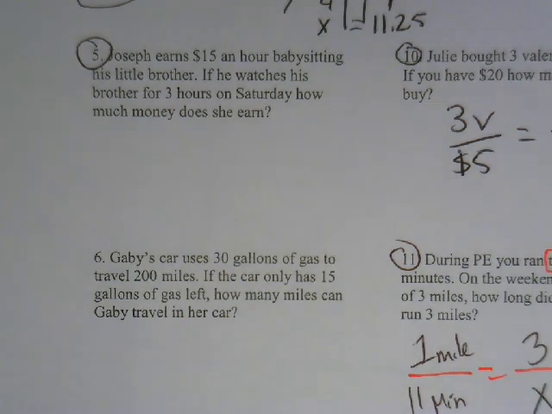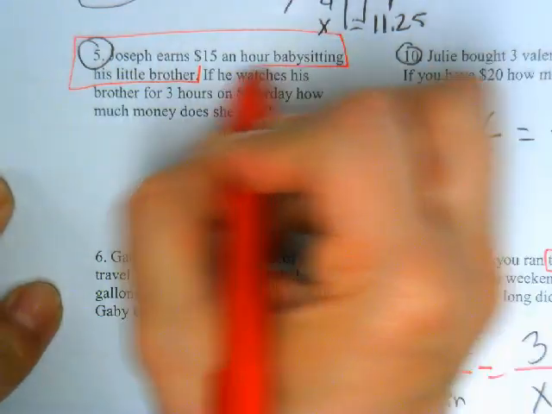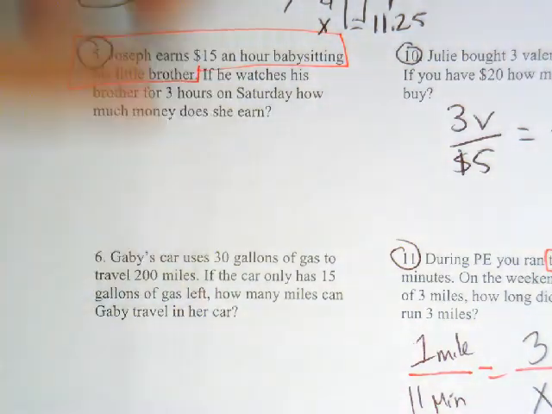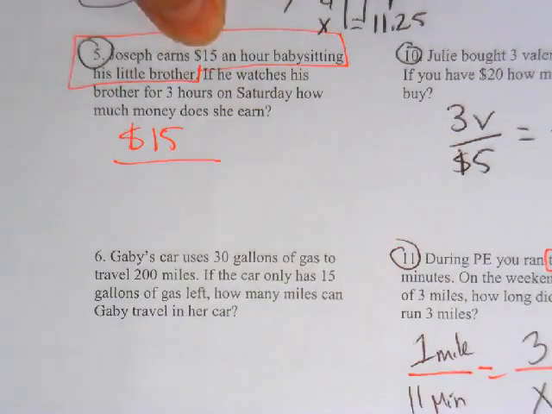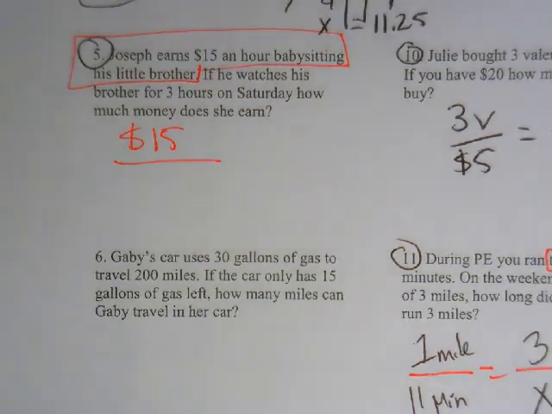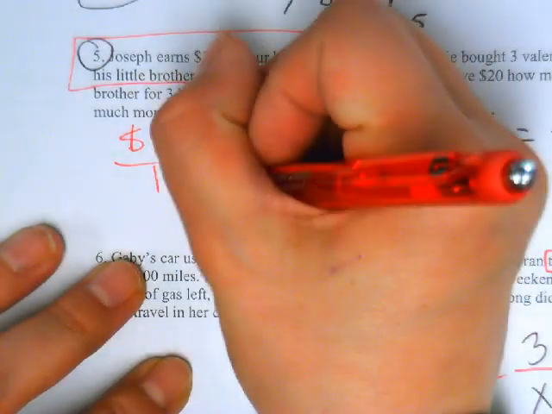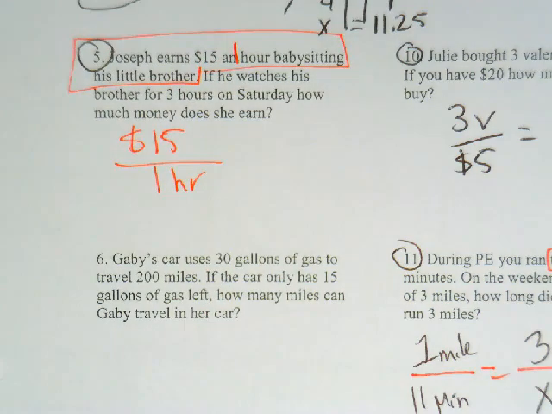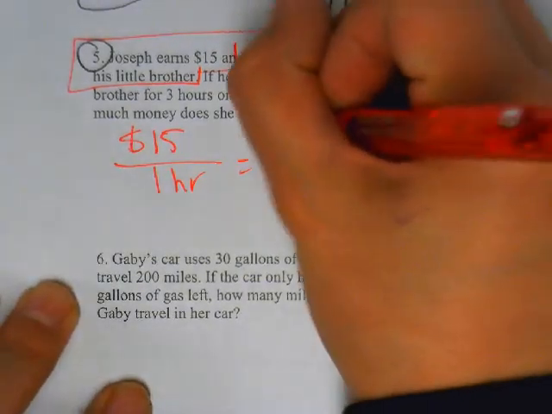That's really hard. So, here's my first sentence. I need 2 numbers for my first sentence. Obviously, 15 is the easiest to locate, the money. Joseph earns $15 an hour babysitting his little brother. So what's my second number? An hour. Yes, I do need your English skills for this. This would be 1 hour. So $15 in 1 hour equals, bottom is hours, top is money.